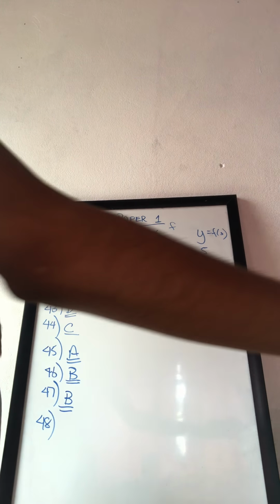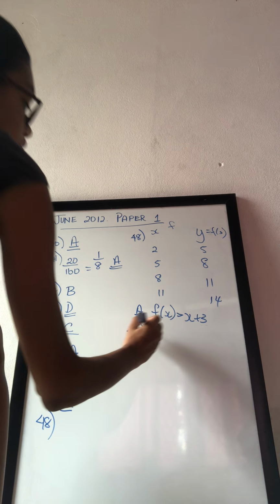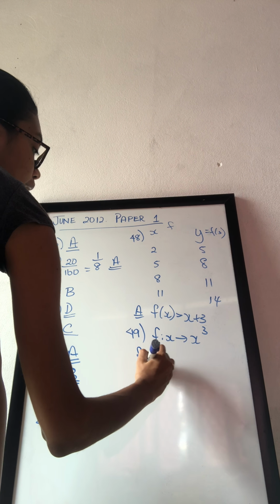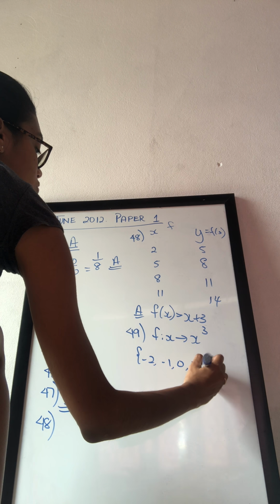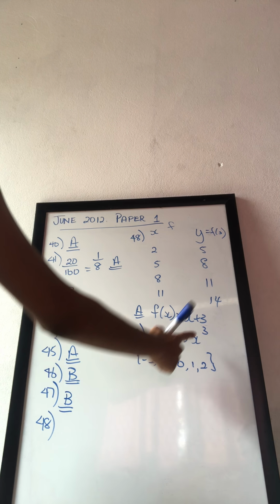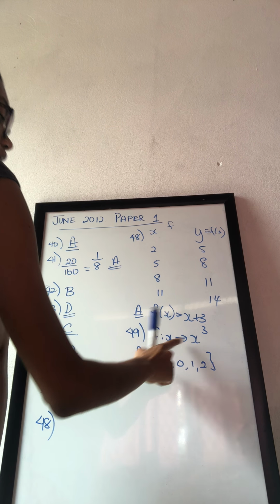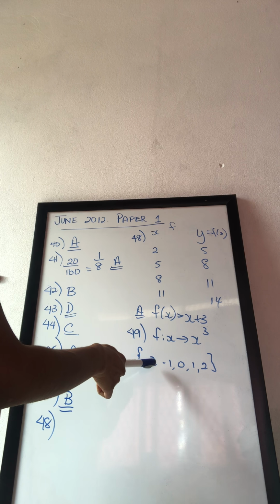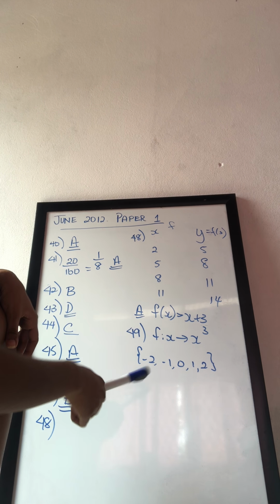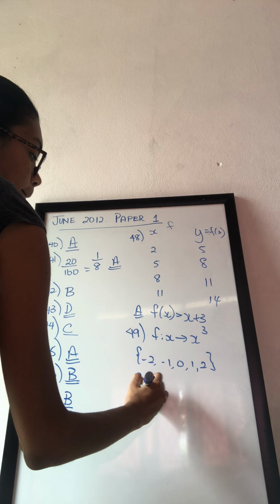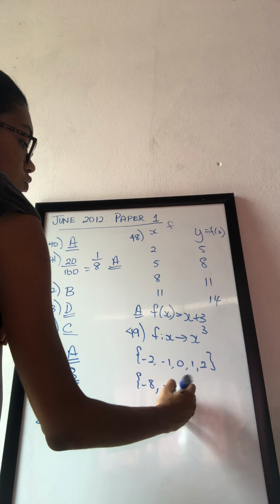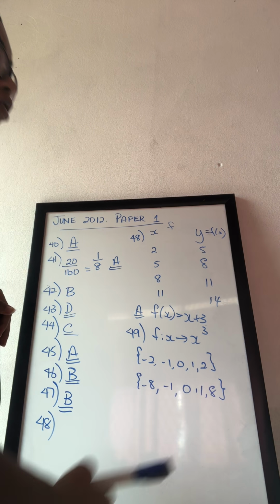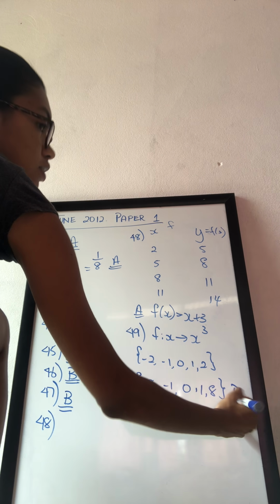For number 49, the range of values for f of x equals x cubed for the domain negative 2, minus 1, 0, 1 and 2. So we need to find the range, which is our f of x values. So we substitute minus 2 into x cubed. Negative 2 cubed would give us minus 8, negative 1 cubed is minus 1, 0 cubed is 0, 1 cubed is 1 and 2 cubed is 8. So the range would be these values, which is D.